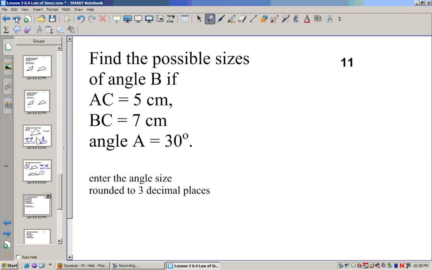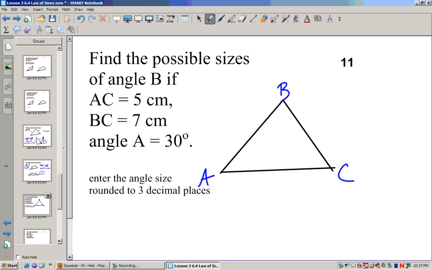So try this one. Find all the possible sizes for angle B if these dimensions are true. So let's draw our generic triangle and fill things in. We have A, B, and C. AC is 5, BC is 7, angle A is 30. So I can say we're looking for angle B. So the sine of 30 over 7 is equal to the sine of B over 5.